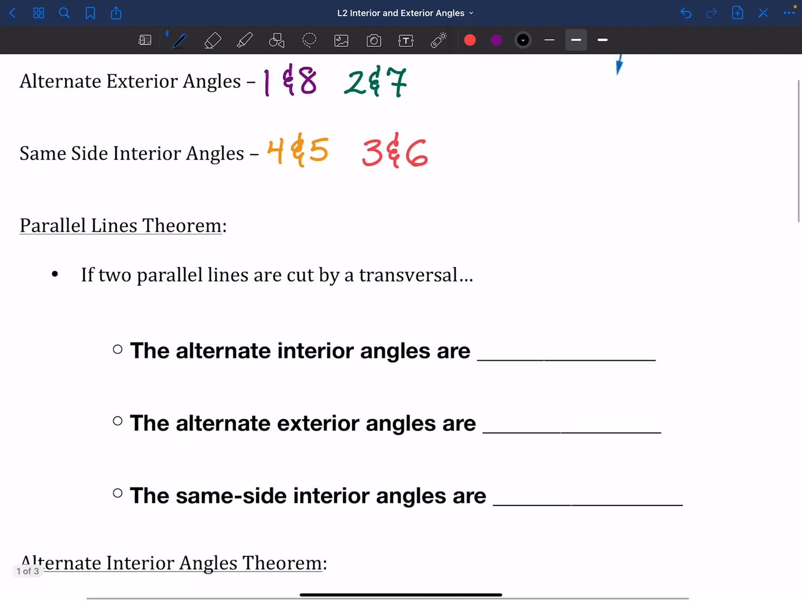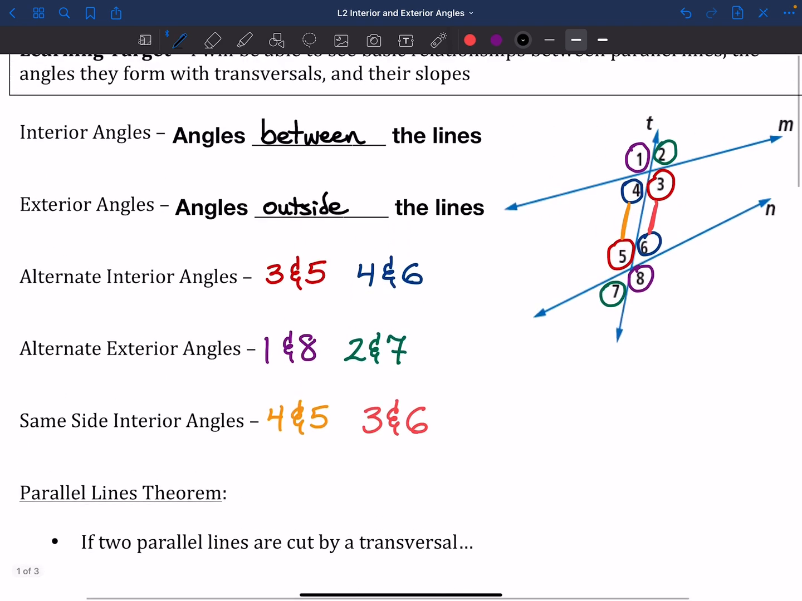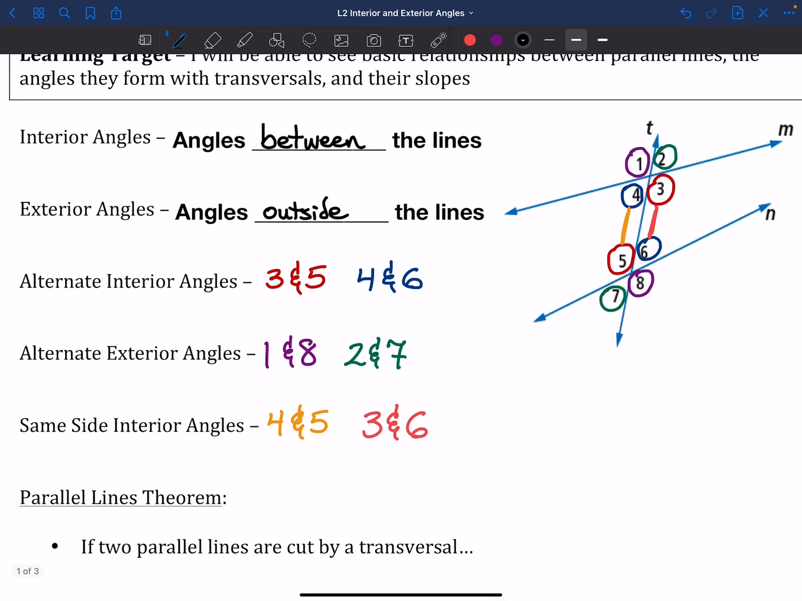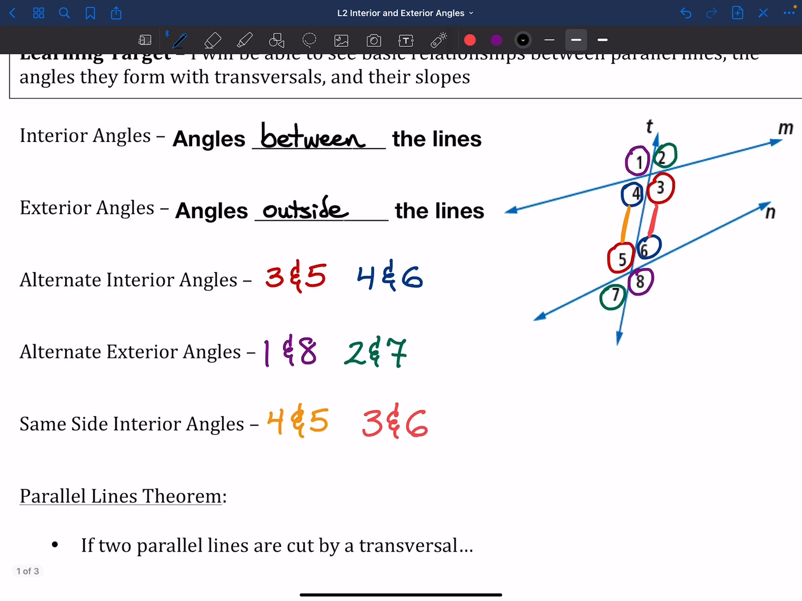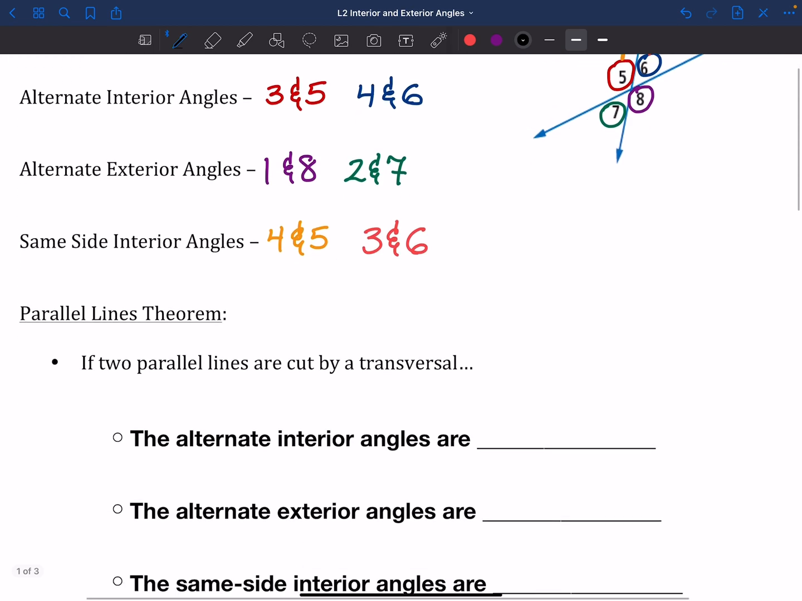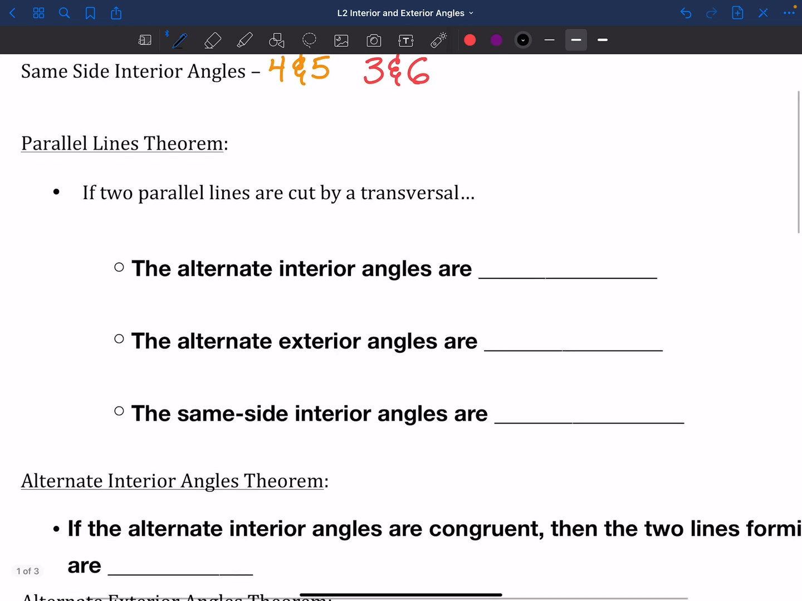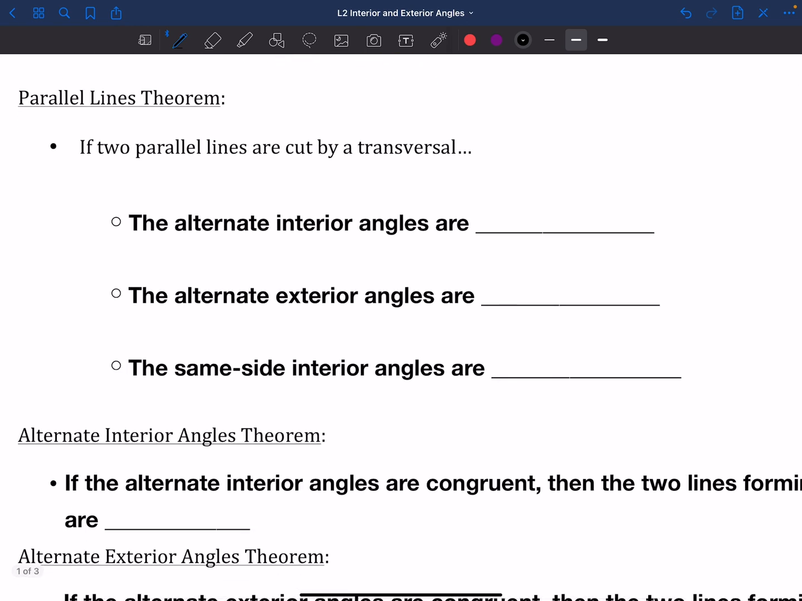So we've got a parallel lines theorem for these. In this diagram on this page at least, M and N are not parallel to each other, so those angles aren't necessarily going to have any special relationships between them. But if the lines were parallel, then we can say quite a bit. If two parallel lines are cut by a transversal, then the alternate interior angles are congruent. Remember, the symbol for congruent is an equal sign with a little squiggle above it.